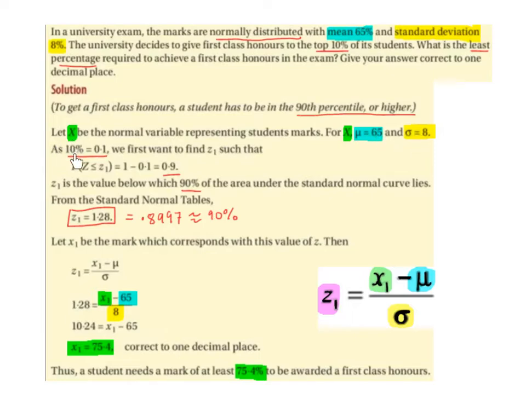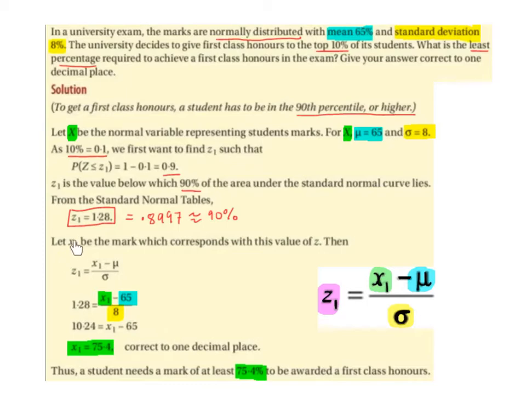As 10% is equal to 0.1, we first want to find z1 such that the probability that z is less than or equal to z1 is equal to 1 minus 0.1, which is equal to 0.9. z1 is the value below which 90% of the area under the standard normal curve lies. From the standard normal tables, we get z1 equal to 1.28. This equals 0.8997, which is approximately 90%. I'll show you on the next slide exactly where this number came from.